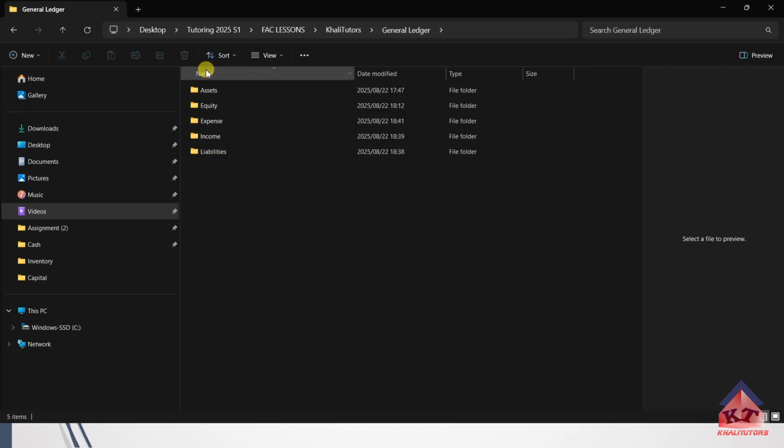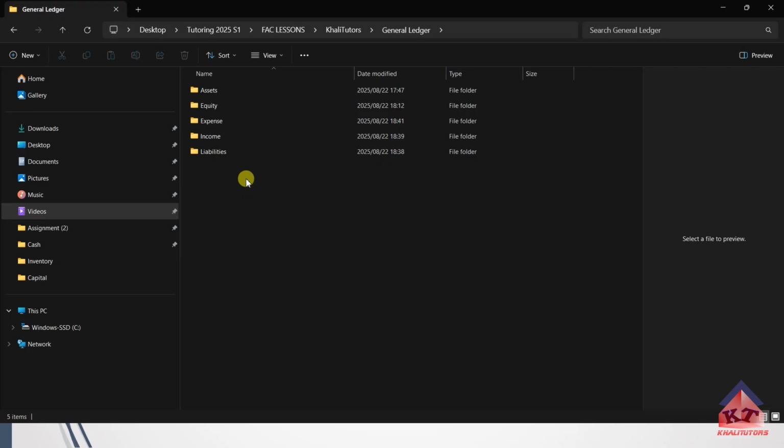Okay, so now that we have these elements here, in total, these five are known as the elements of financial statements. In other words, the information in this is what is going to be used to create or compile our financial statements. Okay, so we have assets, equity, expense, income, and liabilities accounts. Okay, here is something interesting. You just need to memorize this. You don't have to understand why.